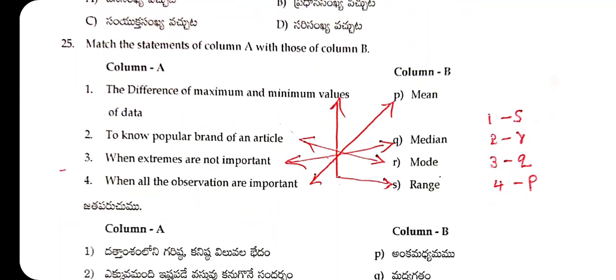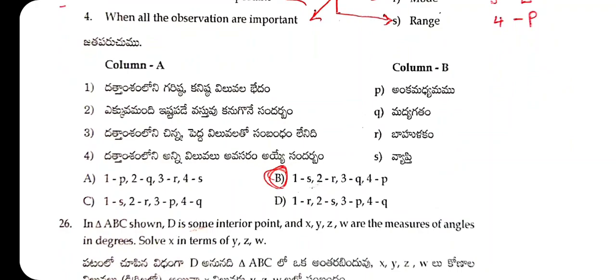Maximum value minus minimum value is nothing but range. To know the popular brand of an article, that is mode, because popular means it is coming again and again. When extremes are not important, that is median, because for finding the median we need not bother about extremes. When all the observations are important, that is mean. If one observation is not true, we can't find the answer. SRQT, that is the B answer.